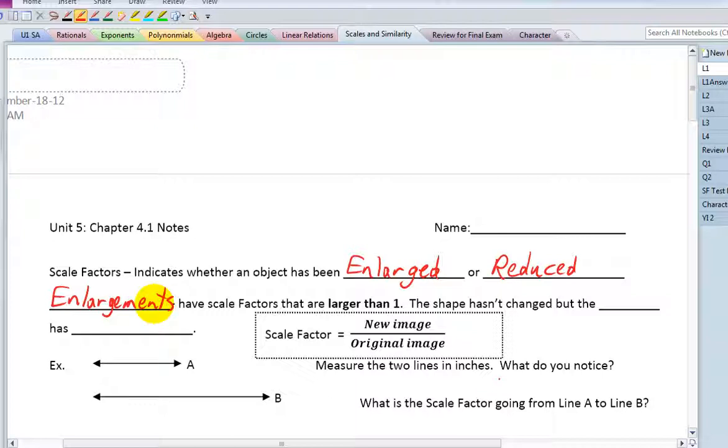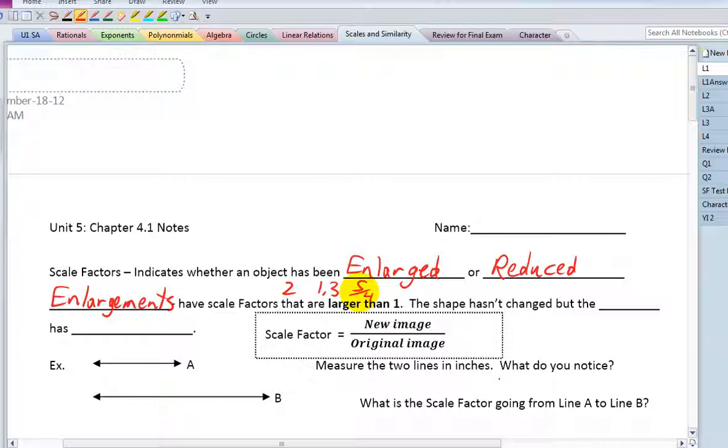So numbers, for example, that are larger than 1 would be 2, 1.3, 5 over 4. Those are all examples of numbers that are larger than 1. Notice a fraction can be larger than 1 if it is what kind of fraction? Improper. So the top number, the numerator, 5, is larger than the denominator, 4.